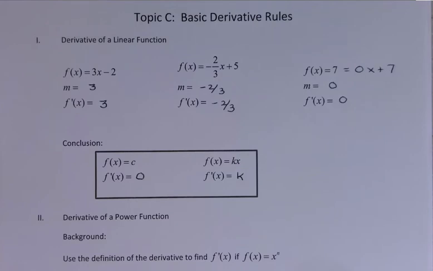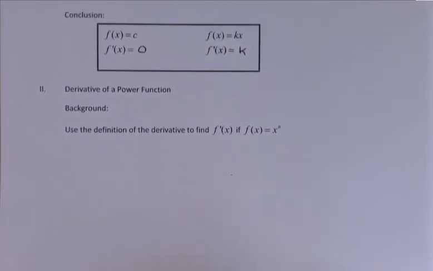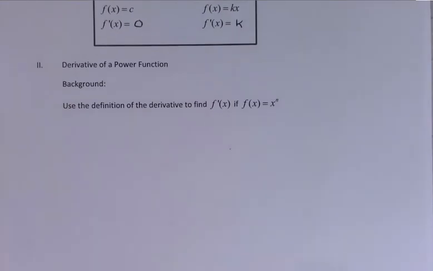So at this point, for any constant or linear function, we don't have to go back to the definition of the derivative. We can just use these as shortcuts to find the derivative quickly. It would be nice if we could do this for any power of x, not just a first power of x, because that would lead us to a shortcut for all polynomial functions. So the next thing we're going to take a look at is how do you find the derivative of a power function, x to the n power.